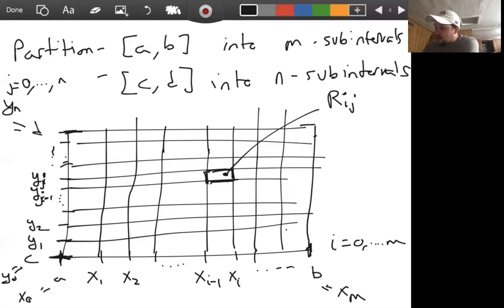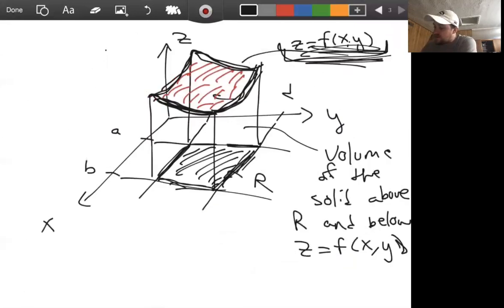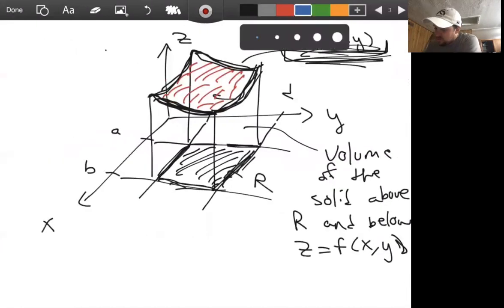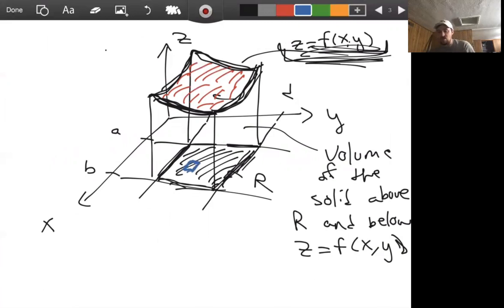And now, how do we want to use this partition, this r sub ij, all these subrectangles here, right? So this bottom one down here could be R11 because it would be the first rectangle in each partition, right? How do we want to use this collection of subrectangles in our region R? How are we going to use this to estimate volume, right?